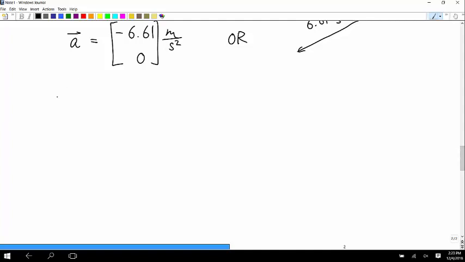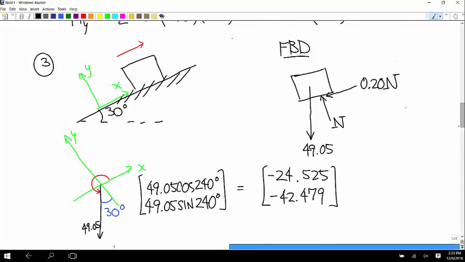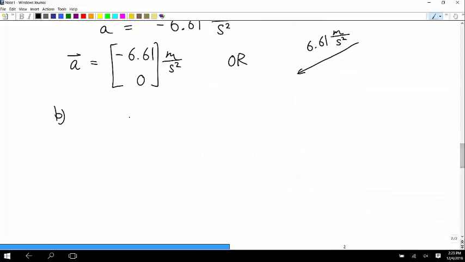Oh, and then it asked also whether it's speeding up or slowing down. Well, it says that the direction it's moving is up the ramp. So that's the direction of the velocity. We just calculated that the acceleration is down the ramp. So the velocity and acceleration have opposite signs. So the velocity is this way, the acceleration's this way. It has to be slowing down.